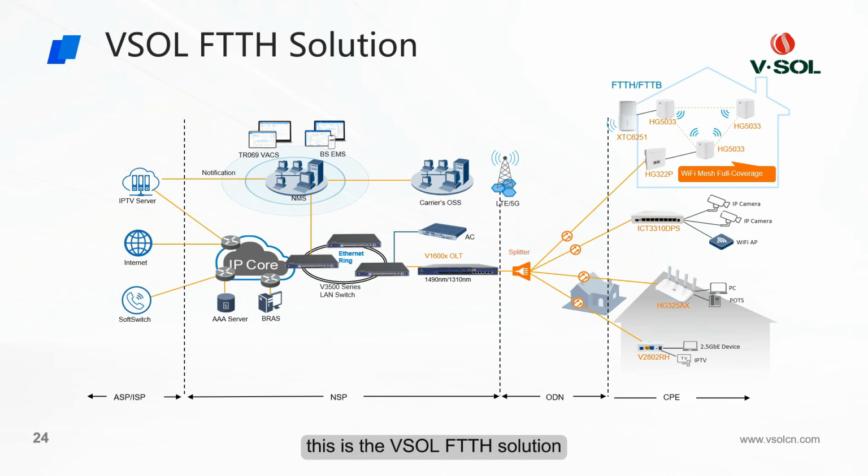This is the VSOL FTTH solution, which means fiber to home. For ordinary household users, they generally only need IPTV, Internet, and VoIP services. Choose V1600XOLT as the service access and place one ONU per household user. The selection of ONU is provided according to customer needs.